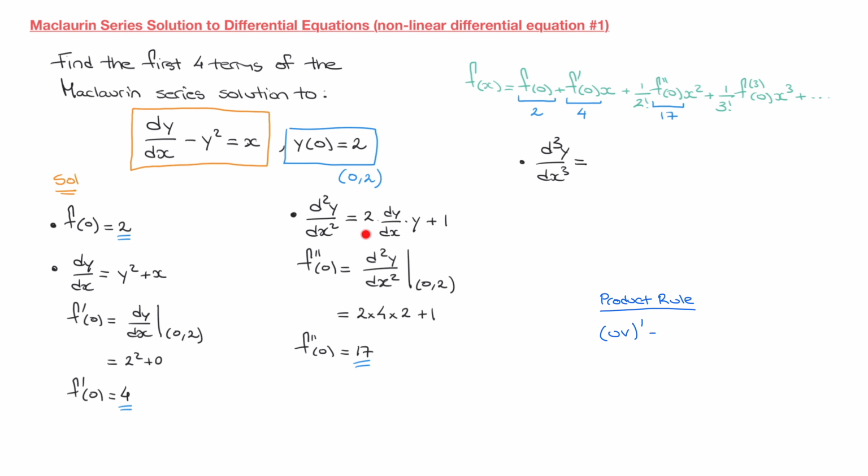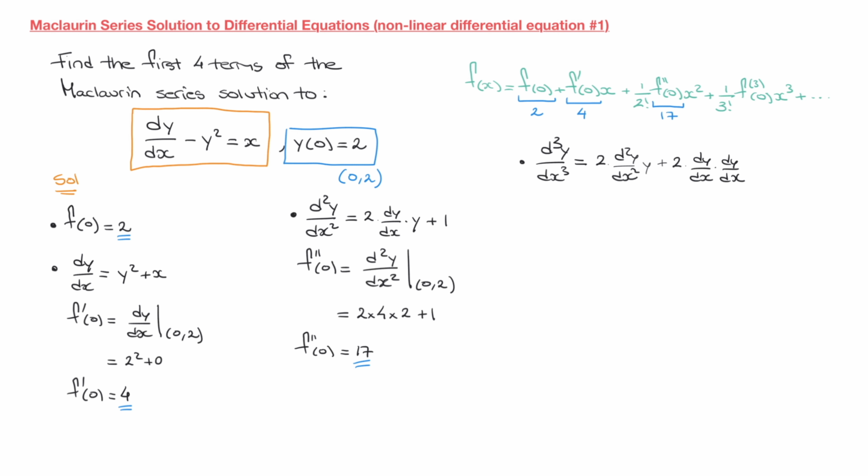And so if I treat 2 dy/dx as u and y as v, then the derivative of this expression will equal the derivative of 2 dy/dx times y, so that will be 2 times the second derivative times y, plus 2 dy/dx times the derivative of y. So I'll quickly write that. That's plus 2 times dy/dx times the derivative of y, which will be dy/dx. And of course we have to add to that the derivative of 1, which is just 0, so I won't bother writing anything there. And so this is the expression we obtain for the third derivative.